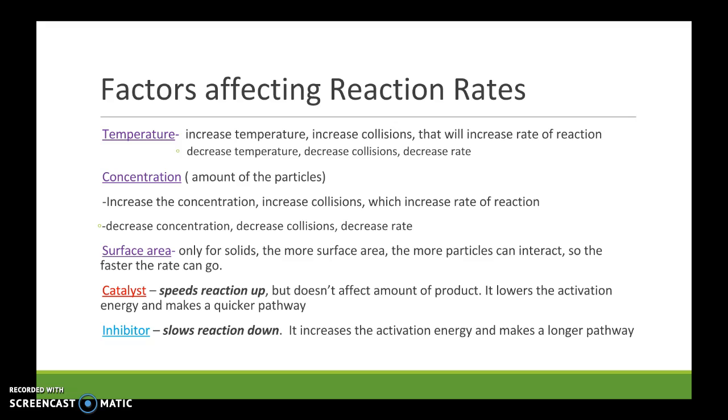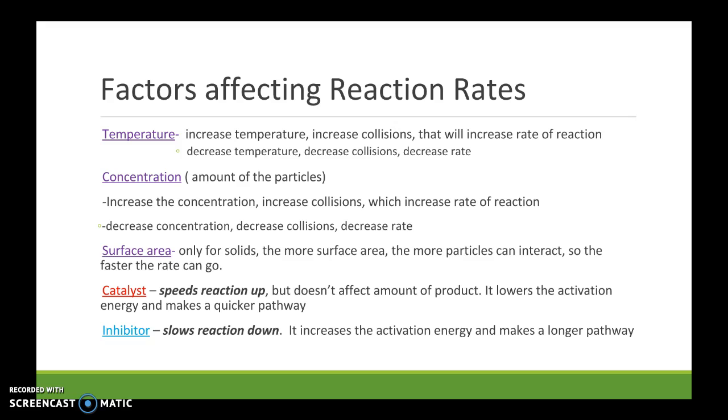The last one here is for solids only. It's surface area. If you have a big chunk or a powder, the powder has more surface area, and therefore more particles that can interact with the reaction. If you have more particles that can interact, more surface area, the faster the rate can go. If you have a big chunk, the particles in the middle of the chunk can't interact, because it's only the particles on the outside, on the surface.